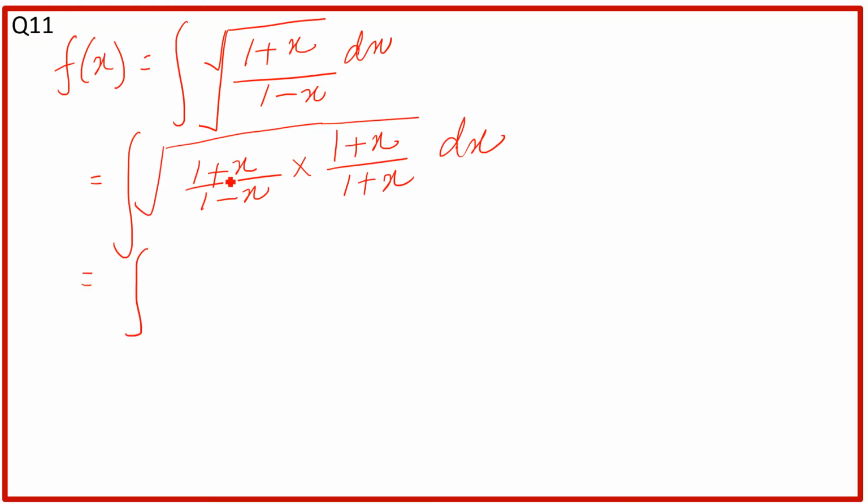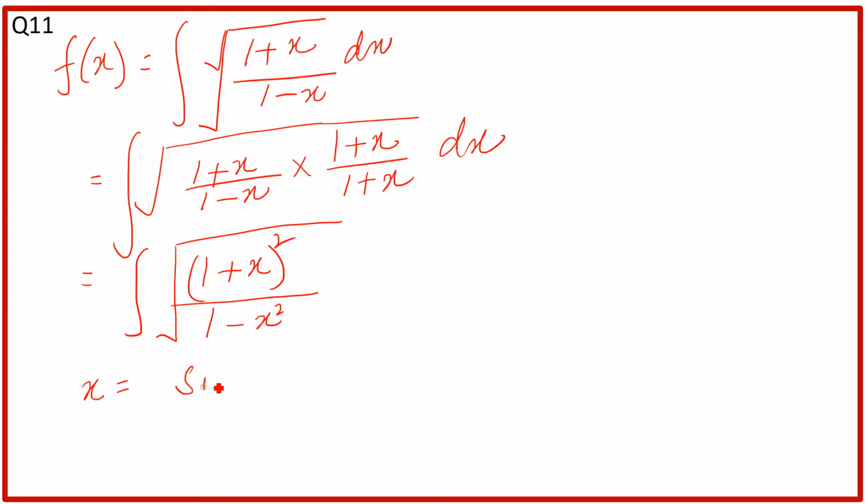Then it is equal to, see, in the numerator we have 1 plus x into 1 plus x. It means we have 1 plus x two times, and in the denominator we have 1 minus x square, a square minus b square. Now we will suppose, because this exercise is based on the substitution method, x is equal to sine theta, so dx will be cos theta d theta. So see here, this is x. Instead of x, we have to use sine theta.